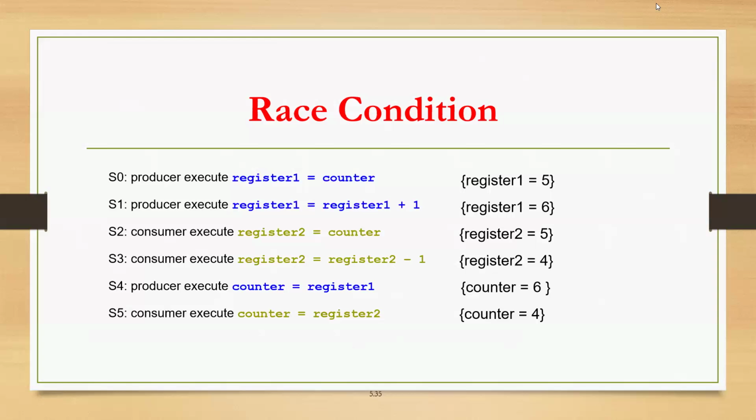The producer executes counter equals register 1. So what is register 1? Already 6. Then the consumer executes counter equals register 2. What is the value of register 2? 4. So this is the way to avoid the race condition problem. So that is the need for process synchronization.